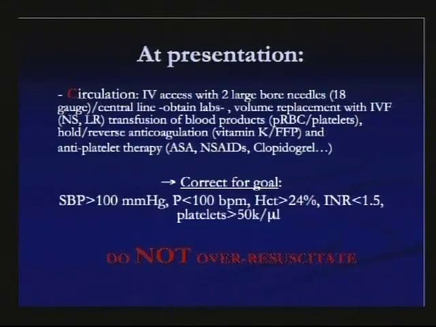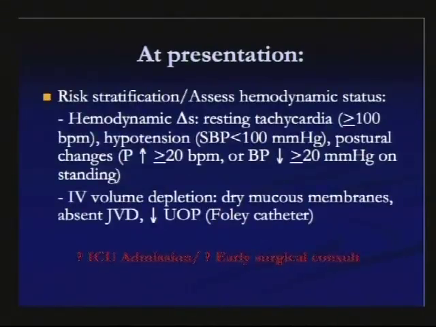Stop antiplatelet therapy. And correction goal should be systolic in the hundreds, pulse less than 100, hematocrit 24, hemoglobin 8, INR less than 1.5, and platelets greater than 50. Do not over-resuscitate. Patients with esophageal varices, when there's increased pressure, the varices can bleed again. So do not be overzealous. I tell my fellows the enemy of good is better.